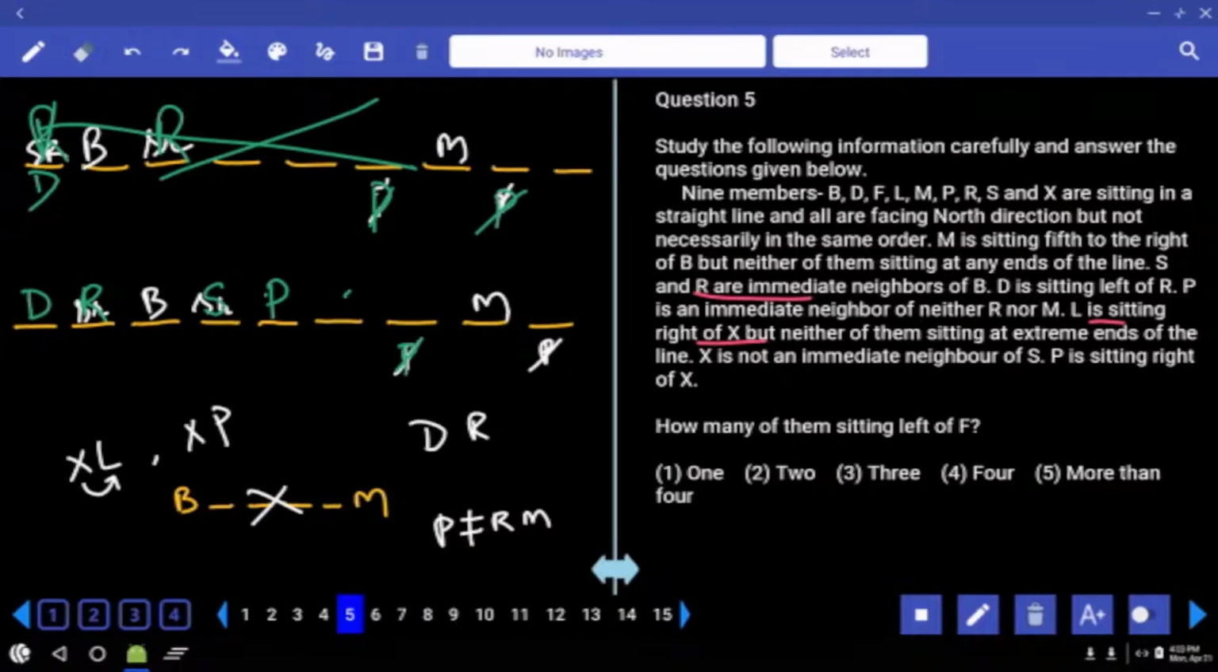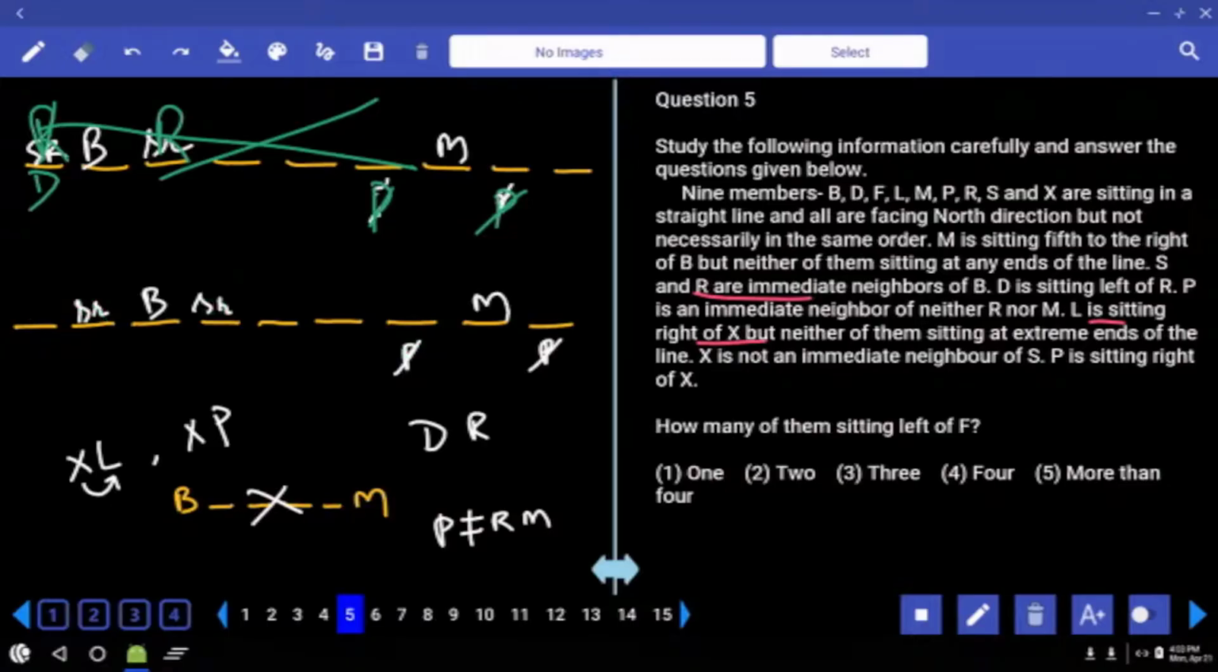Can you have P at this place? P is not an immediate neighbor of R and M, that is fine. Then X and L. L is here, X is here. Then who is the other person left over? And D is to the right of whom? R is to the right and P is to the right of X. Is P to the right of X or left of X? Left of X. And this case is also ruled out.